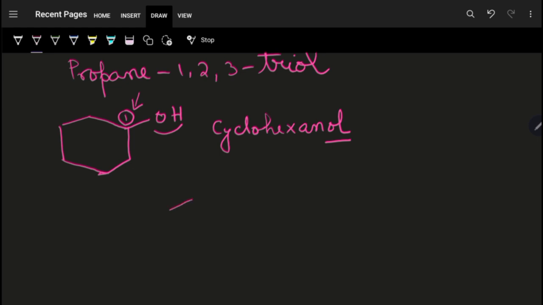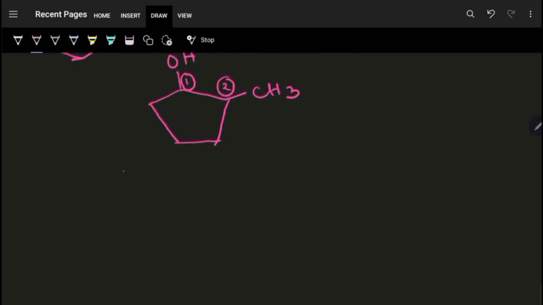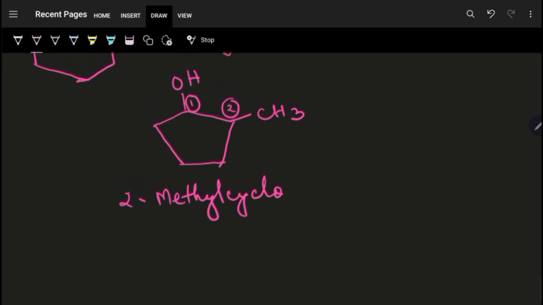Suppose I give a substituent to this system and this time I am keeping a 5-membered ring. This is OH and this is CH3. So now again I have to give carbon number 1 to the carbon having OH. Obviously the next one is carbon number 2. So here at carbon number 2 I have methyl. So it will be 2-methyl, then a cyclo prefix and then the alkane where E is replaced by ol.